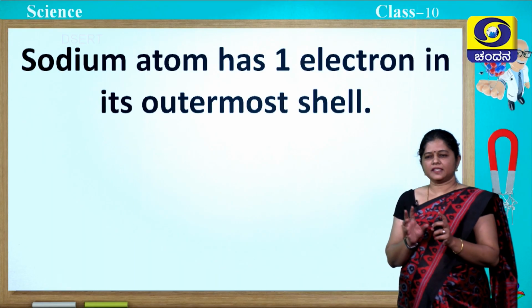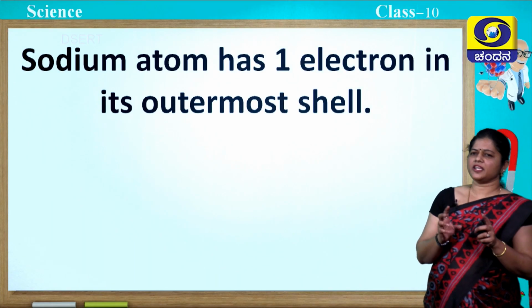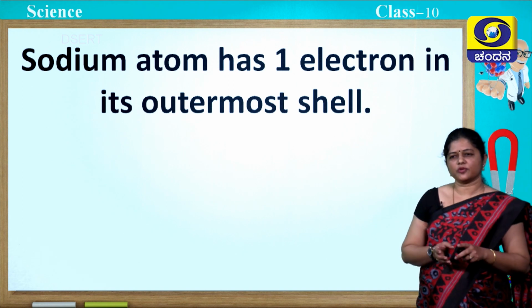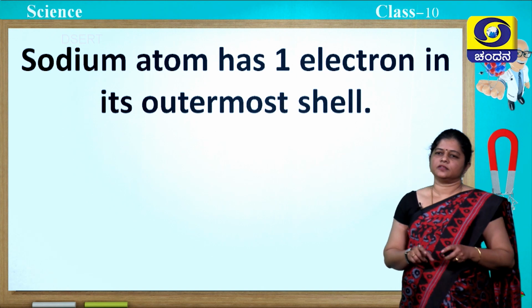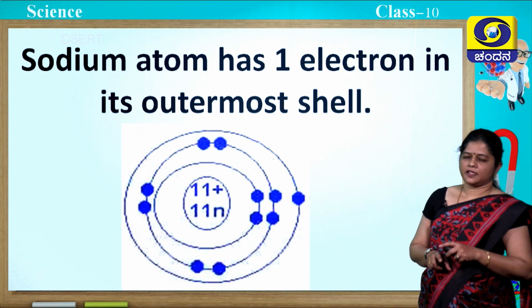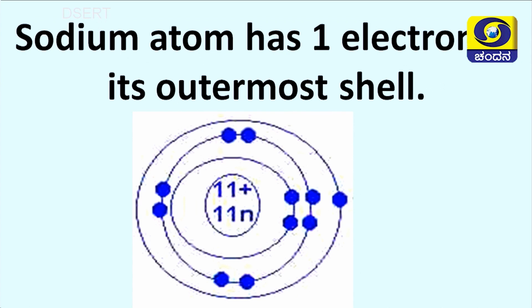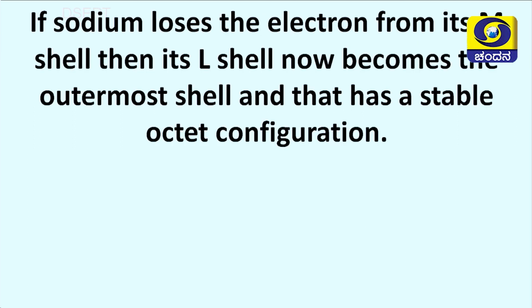Now let us see sodium. The sodium atom has one electron in its outermost shell. The atomic number of sodium is 11. You can see here the outermost shell has only one electron. If sodium loses one electron from its M shell, then its L shell becomes the outermost shell and it will have a stable octet configuration.